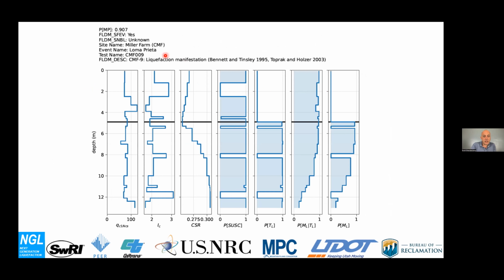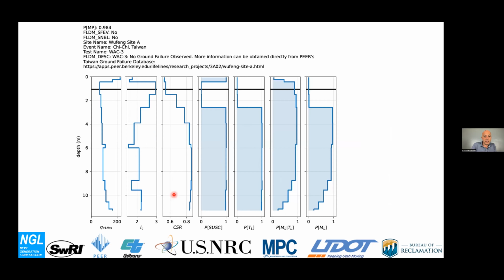This is one that did manifest liquefaction, and we predict a 91% probability of profile manifestation. So you can see the probability of manifestation of the layer decreases with depth because these deeper layers are probably less likely to reach the surface. You also see that the triggering probabilities are low when the Ic values are high. That would be a clay-like kind of material. So this is a good prediction, a true positive.